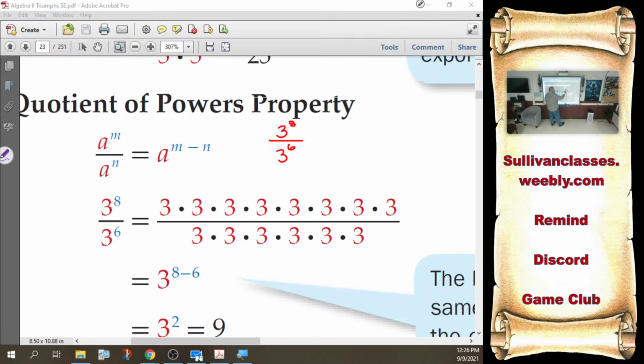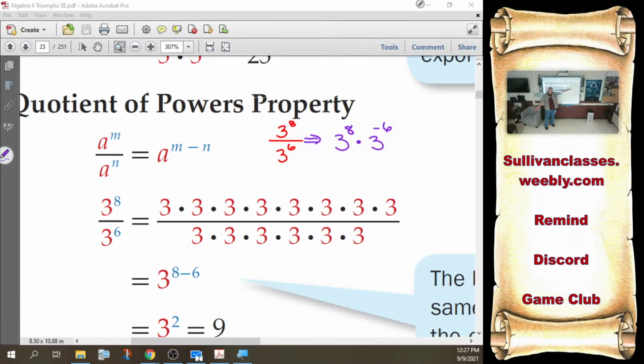This positive 6 here can be rewritten as times 3 to the negative 6. See, I flipped. The negative means flip. Upstairs or downstairs, numerator or denominator. Well, it was positive, so if it flips upstairs, now it's negative.